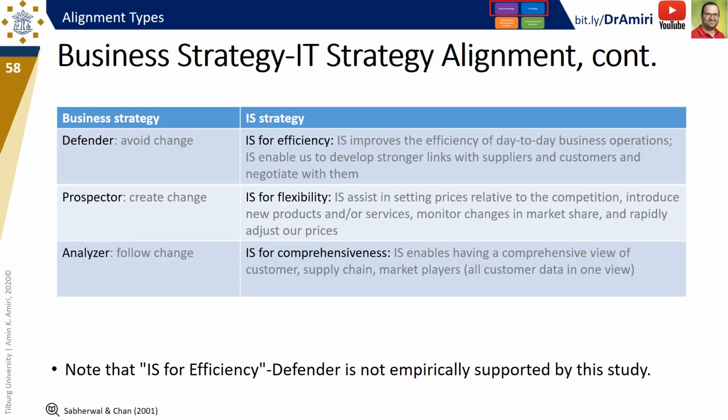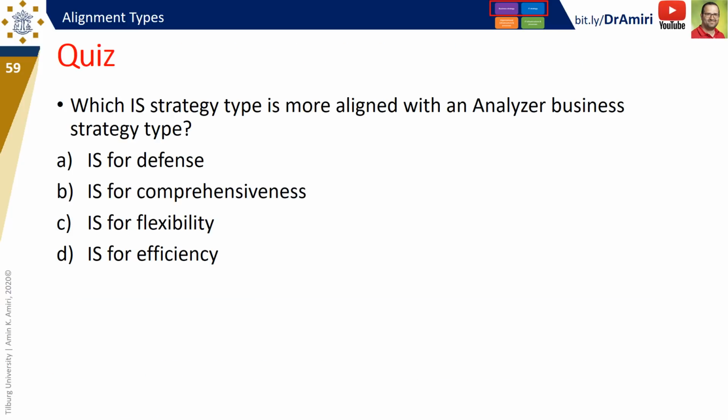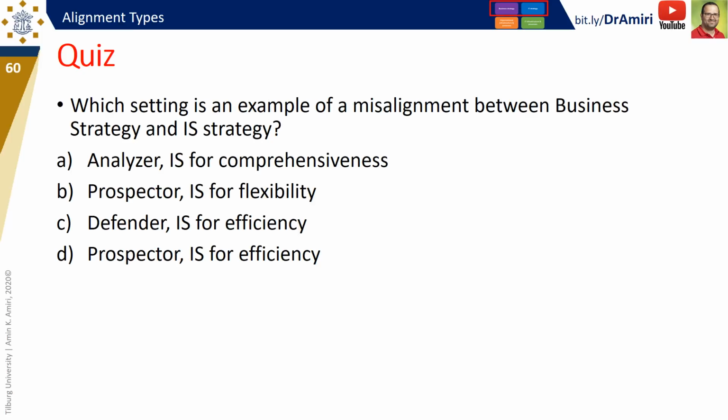Note that Sabherwal and Chan could not empirically support the Defender and IS for efficiency combination. However, the two other dualities are supported by statistical analysis and data collection. Pause here for a minute and answer the related quiz. Do the same for the second quiz.